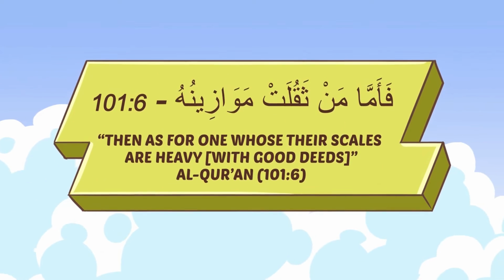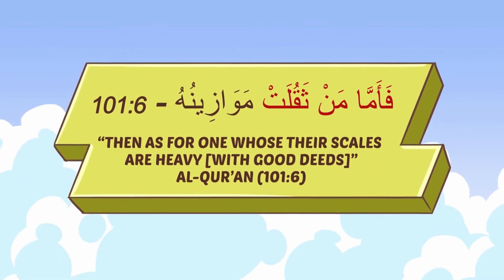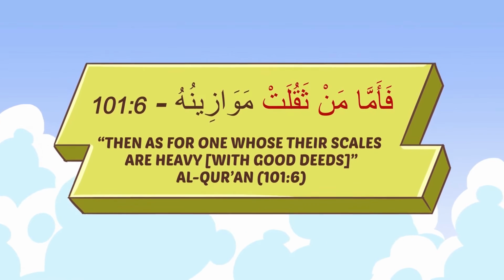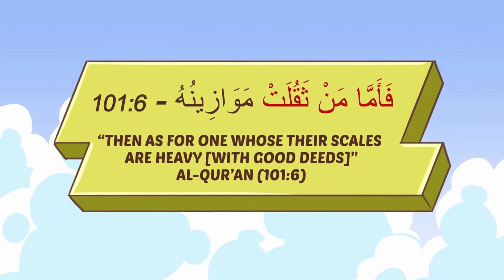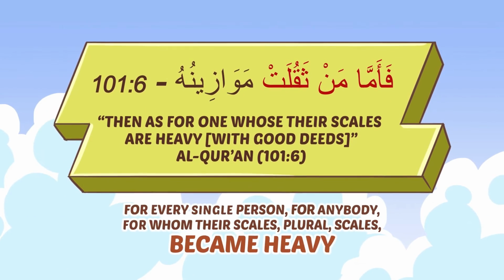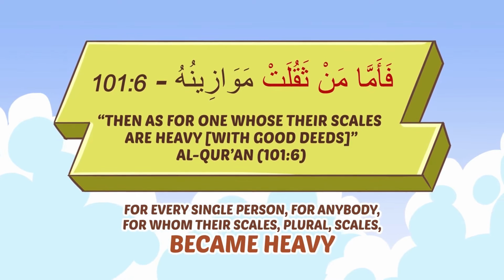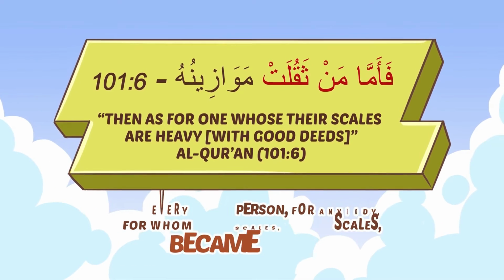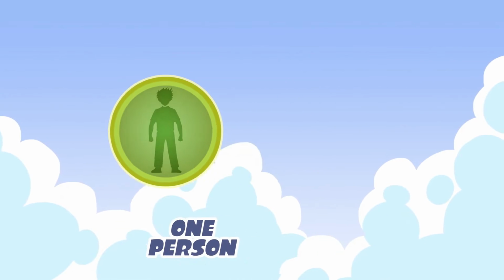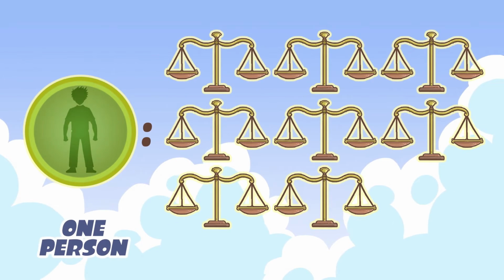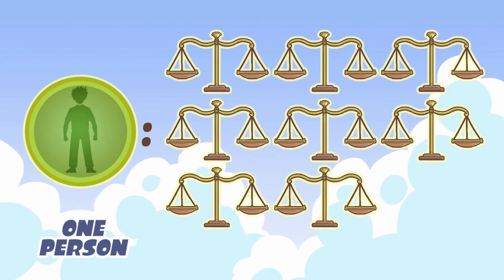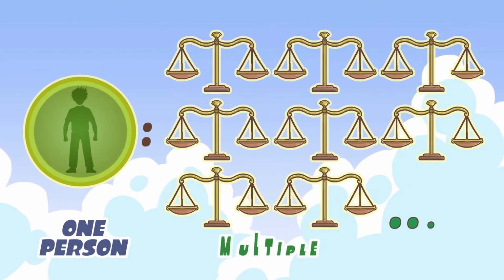Now think about this ayah. فَأَمَّا مَنْ ثَقُلَتْ. It's not مِيزَانُهُ, ثَقُلَ مِيزَانُهُ. He said ثَقُلَتْ مَوَازِينُهُ. He said for every single person, for anybody for whom their scales, plural, scales became heavy. One person, many scales. That's not one person, one scale. In the zahir of the ayah, it's one person, multiple scales.